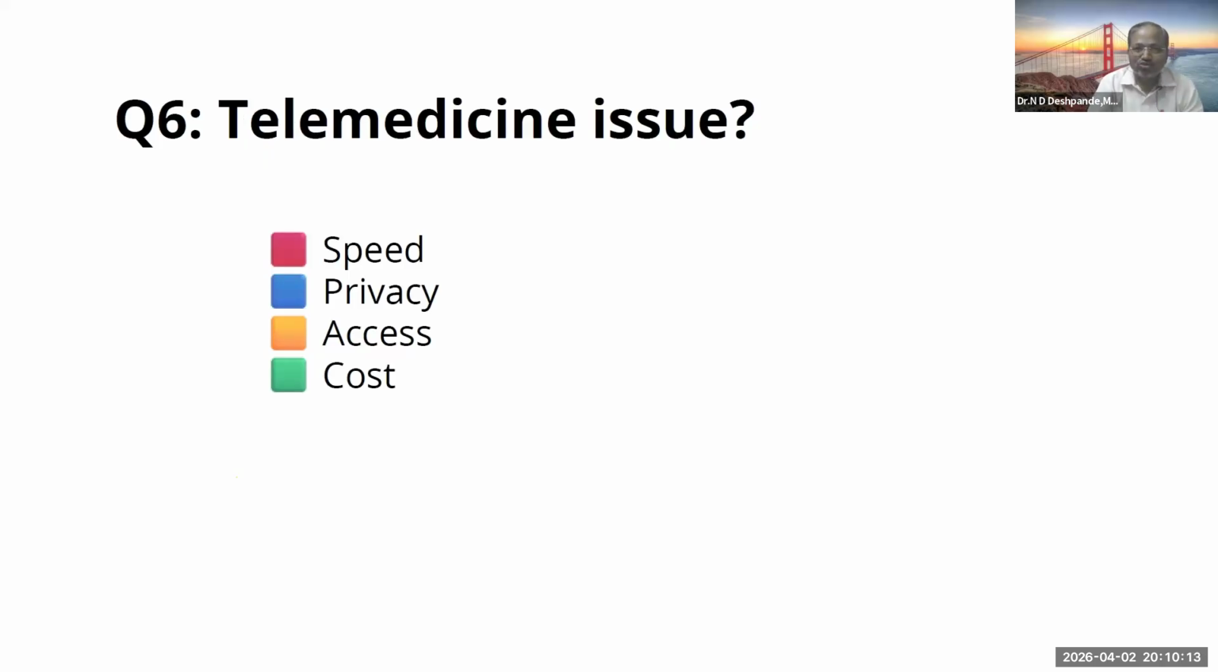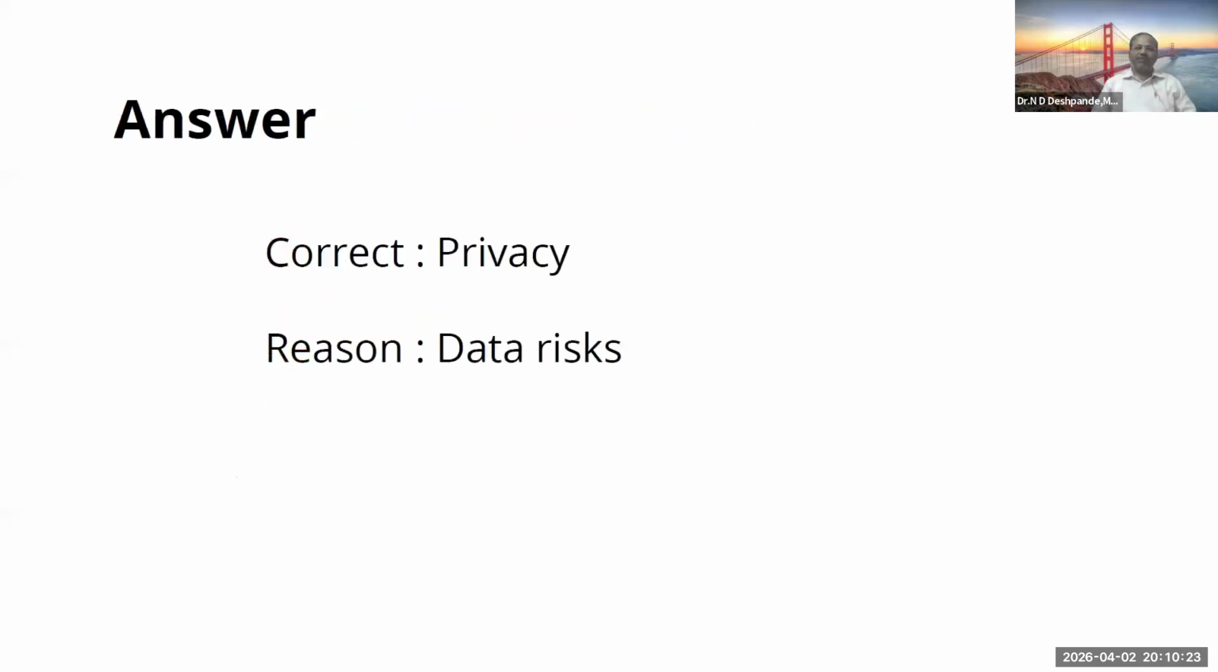Is the telemedicine issue about speed? Is it about the privacy, or the access, or the cost? Which means the answer is the privacy, because in telemedicine, data risks are there. Without consent, we may be giving too much data to outsiders. So we need to restrict what kind of data should be enabled to be shared and what should not be shared.